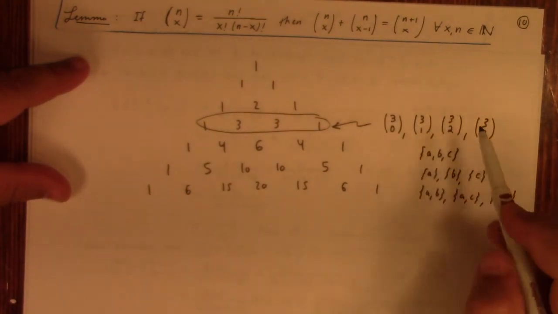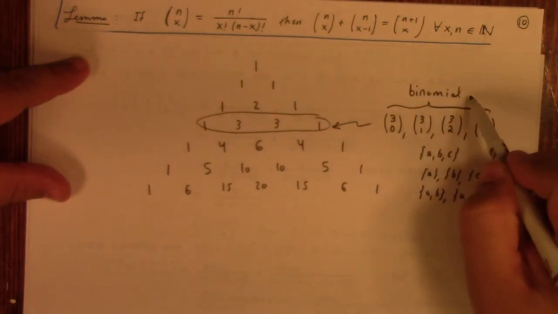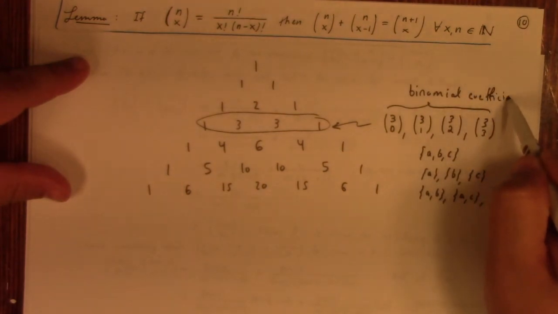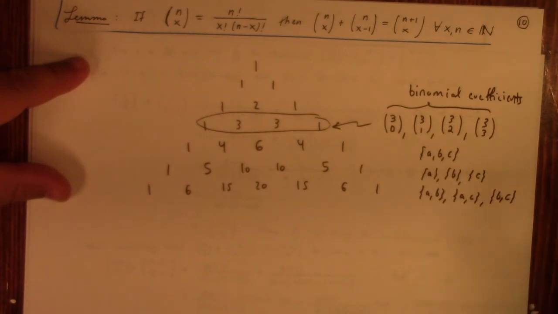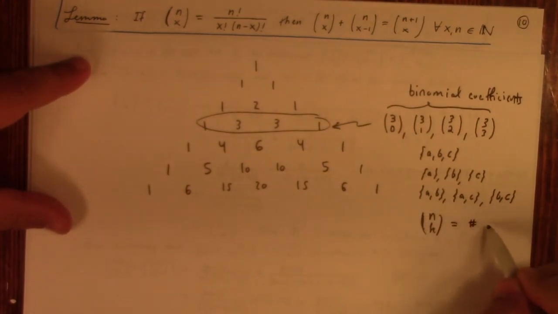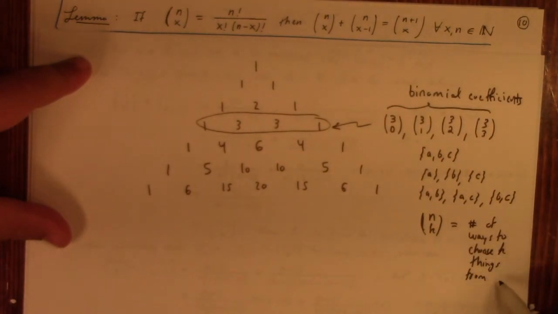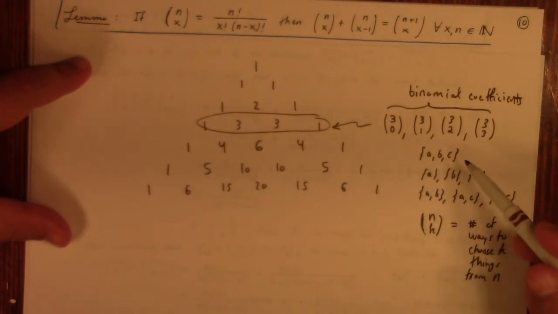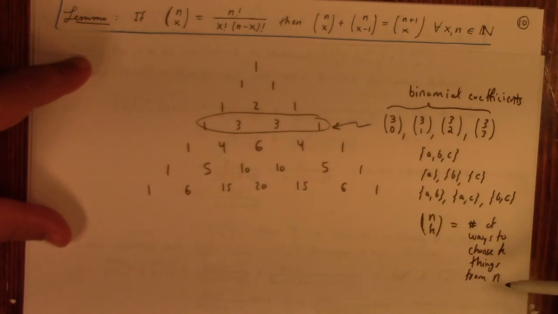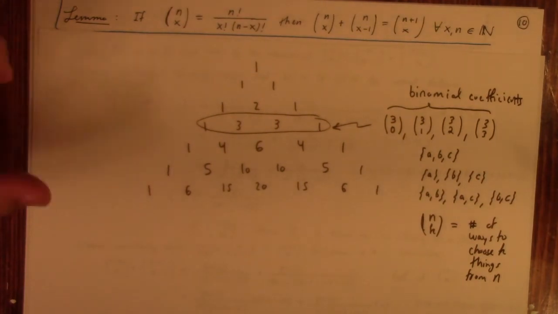So these are called the binomial coefficients, which is kind of funny, but I'll tell you why we call them binomial coefficients, and that'll become clear as we go on. But their significance to combinatorics is that N choose K is equal to the number of ways to choose K things from N, without repeats. Like I can't have AA or BB, you know?